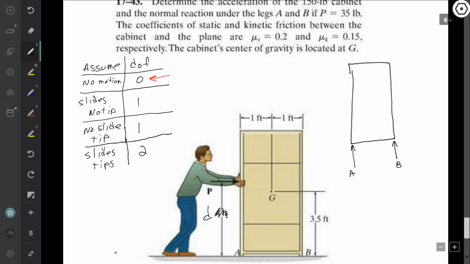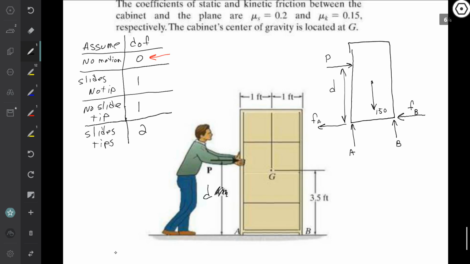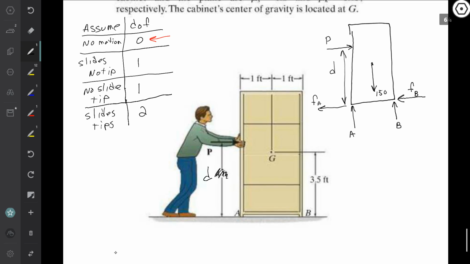If it is no motion, then I don't know how much the friction is. All I know is it's less than or equal to mu times N. So I'm going to label this as friction B, and then friction A. I have the weight of the guy down, which is 150. And then I have this force P, and it is a distance of, we'll call it D, and I'll just change the value of D to show different things.